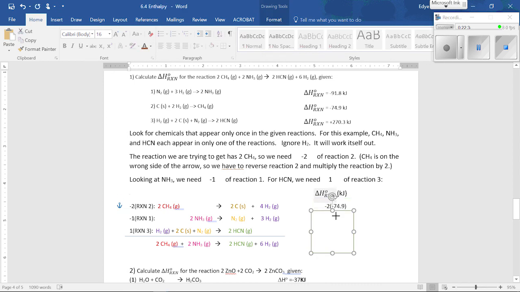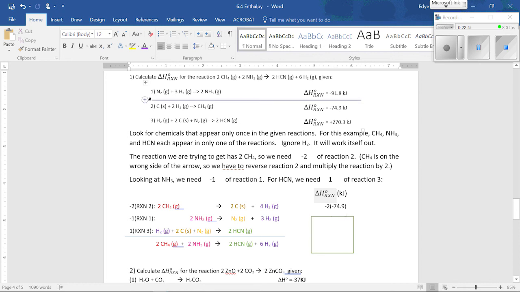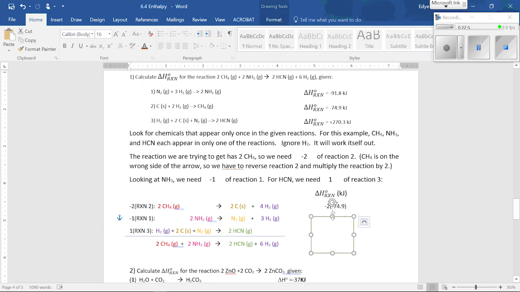So I will have -2. Oops, it's this one actually because it was reaction 2. So I have -2 of -2 times -74.9. Reaction 1, I reversed reaction 1. If I reverse a reaction, you change the sign of delta H right there. So I have -1 of this heat of reaction. And then I had 1 of reaction 3. So I just need that 270 right there.